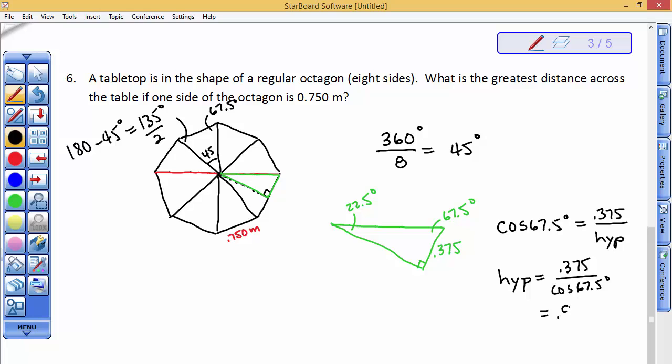When you do that, you get 0.9799. Remember, that's this hypotenuse right here. You have to multiply that by 2 to get the greatest distance across the table. When you multiply that by 2 and round it off, you get 1.96 meters. All right, applications are the best part of trigonometry in terms of right triangles.